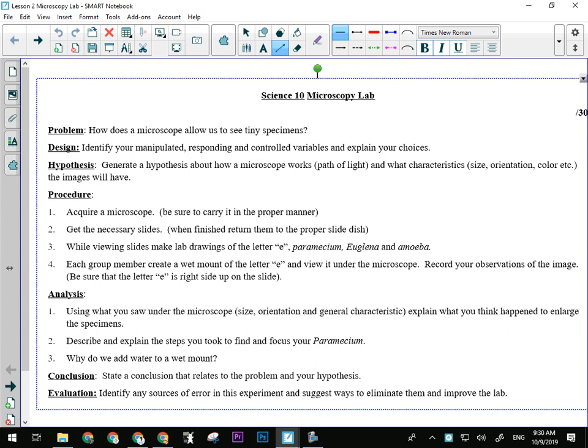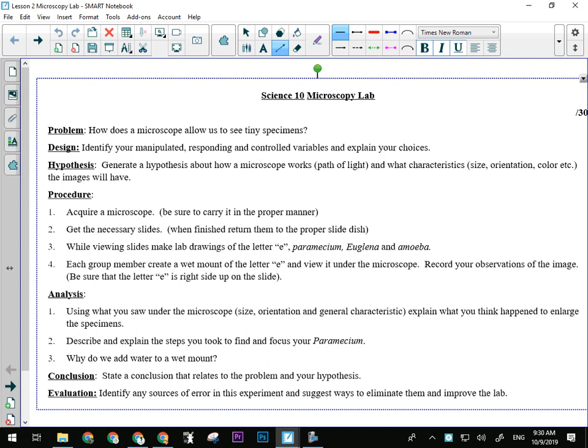But anything that has to do with the path of light or how you view the specimens, or even maybe how you take their picture, because that affects how they appear, and we're worried about how they appear, anything like that could be considered a controlled variable.